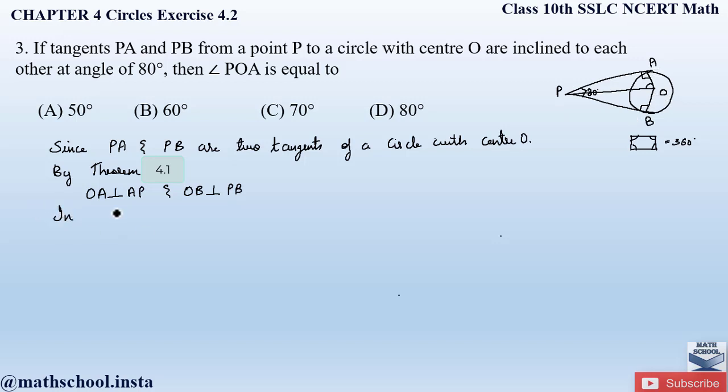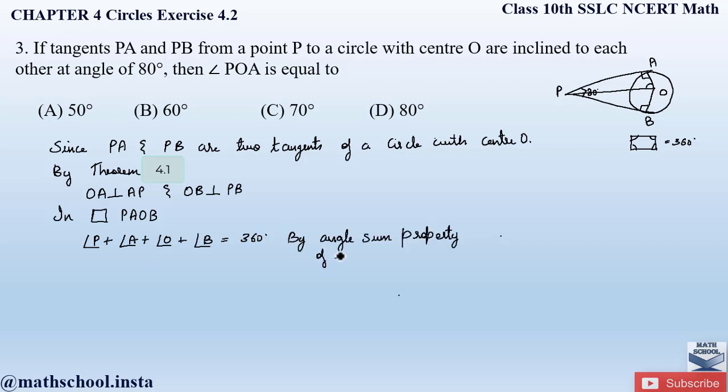So in quadrilateral PAOB, we can write angle P plus angle A plus angle O plus angle B is equal to 360 degrees by the angle sum property of a quadrilateral.